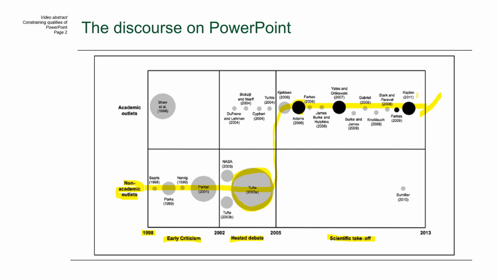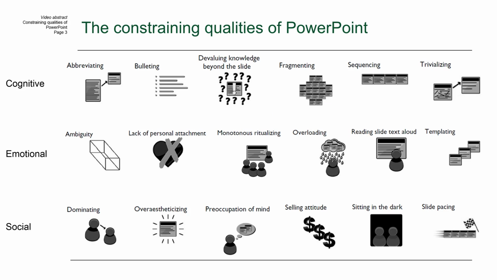So we are here right now, and we think it's time to bring together the different efforts of different researchers on the constraining qualities of PowerPoint, especially from the last 8 to 10 years. We read 116 articles and came down to 18 constraining qualities, which we allocated into cognitive, emotional, and social. You find a thorough description of each of the constraining qualities in the paper.